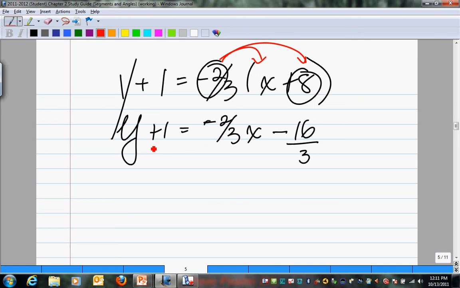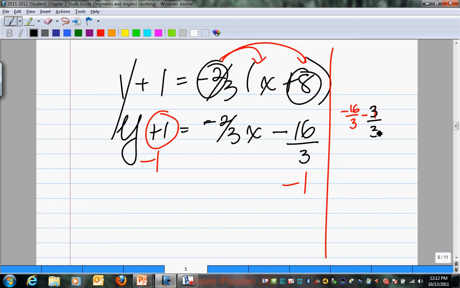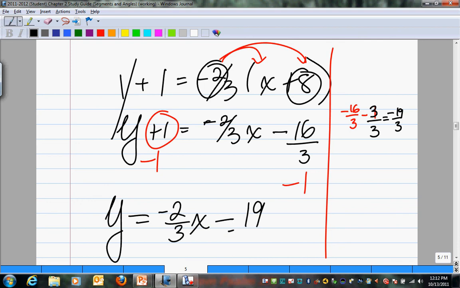Now comes the fun part. What do we do now? We want to get rid of the 1, so we subtract 1 from both sides. We have a fraction minus a whole number. What do we need to do to that whole number? Make it 3 over 3. Let me do it this way: we have negative 16 over 3 minus 1, and we want to make this 3 over 3. Do you understand why? It would be negative 19 over 3. So it's y equals negative 2 over 3x minus 19 over 3.